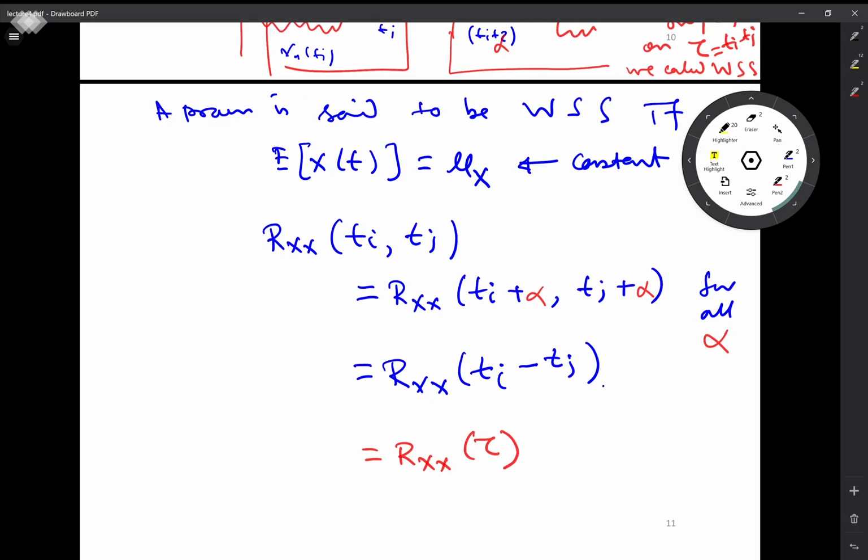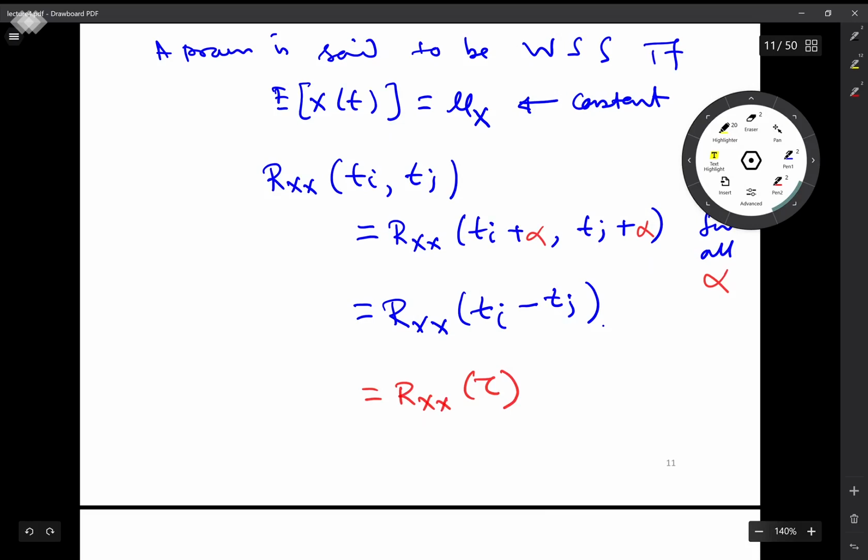That means the autocorrelation function between the two times only depends on the difference between the times, not exactly the times themselves. So if these two conditions hold, then the process is called a WSS process.